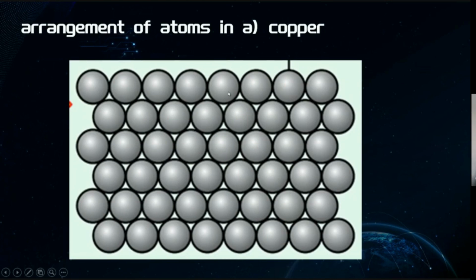All the atoms in pure metals are the same size. The layers of atoms can slide over one another easily when force is applied. It can slide over because they are the same size. So it becomes less hard, and then less strong.